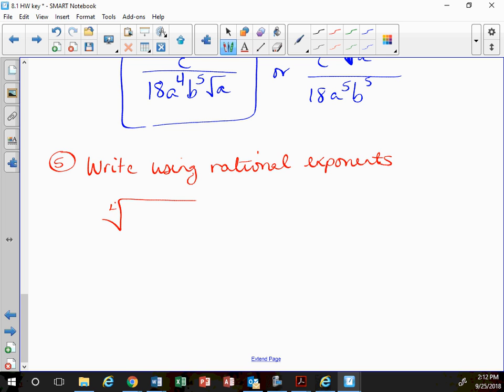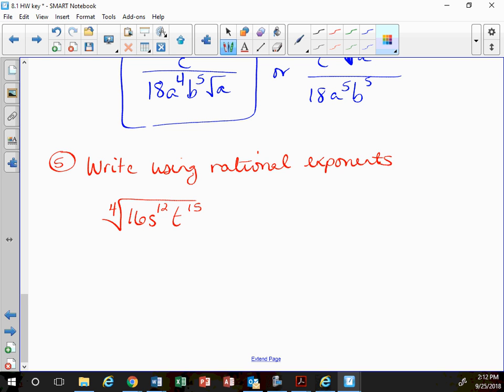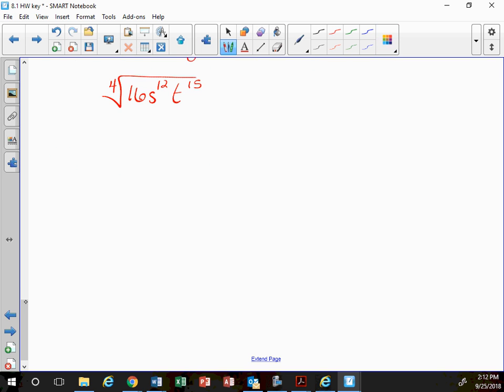The fourth root of 16 s to the 12th t to the 15th. Is that a T? The t, yes. I said C, and I was like, oh, that is not. All right.